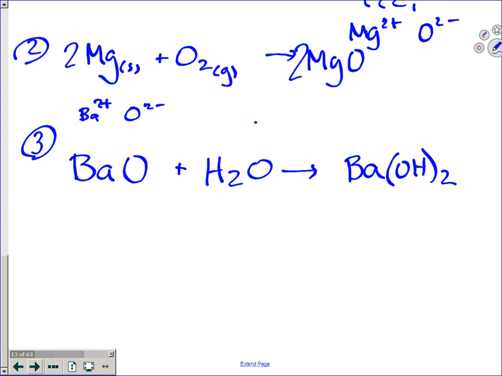1 and 1. How many oxygens do I have on both sides? 1, 2. And then this 2 distributes in here. So we're good with oxygens. And hydrogen's 2, hydrogen's 2, so we're good to go. 1 to 1 to 1 ratio. Now do the decomposition ones, which are right below that.